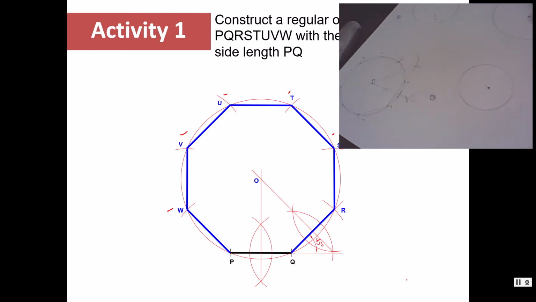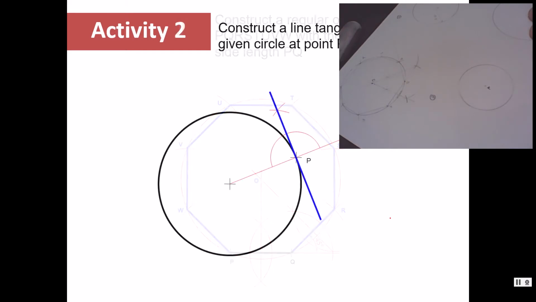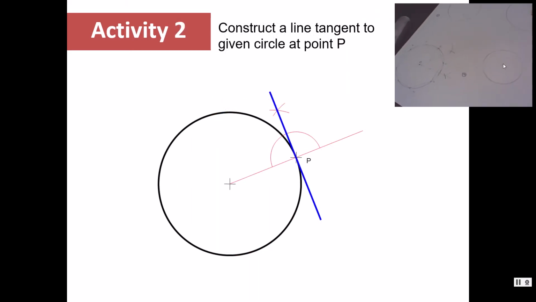Okay, so now we are going to move to the next activity, which is activity 2, in which what you need to do is to construct a line tangent. Okay, so a tangent, what does it mean by a tangent? A tangent is a line that is going to touch one point of the circle. So construct a line tangent.